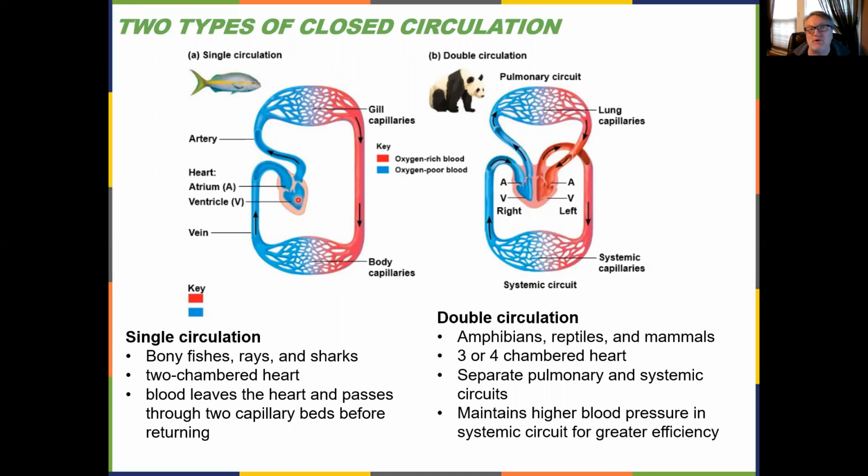Not right or left, there's only one atrium, so we don't need to determine right or left here. It goes into the ventricle, and then the deoxygenated blood is pumped out. So there's high pressure going into the artery leaving the heart. And our first stop is going to be the gills.